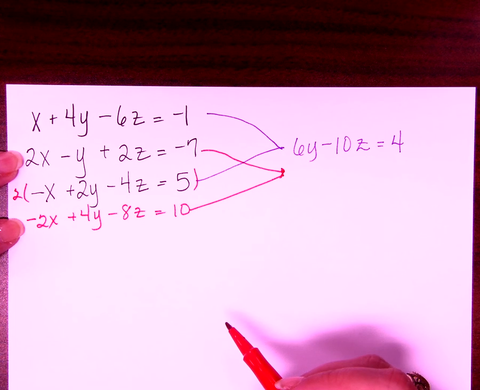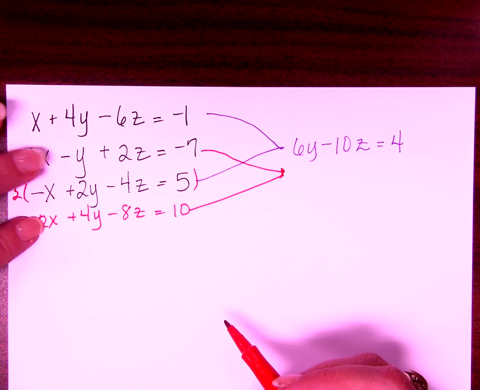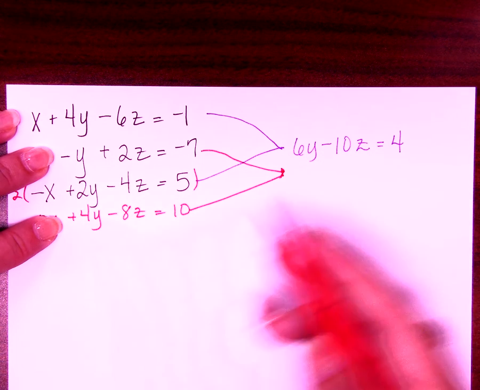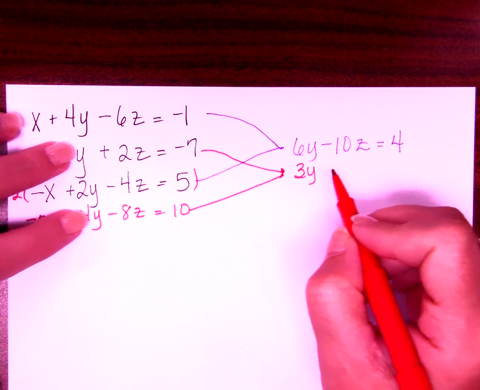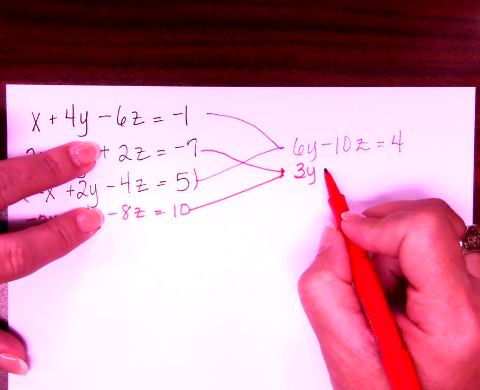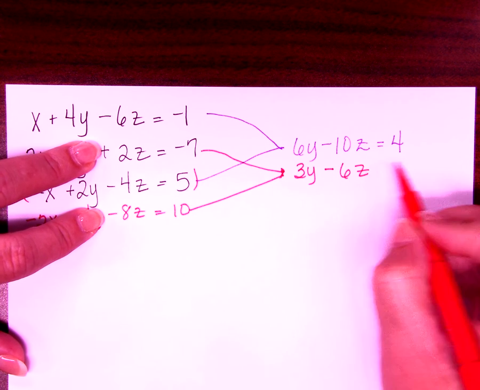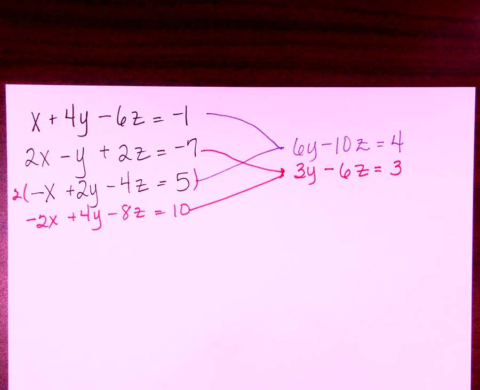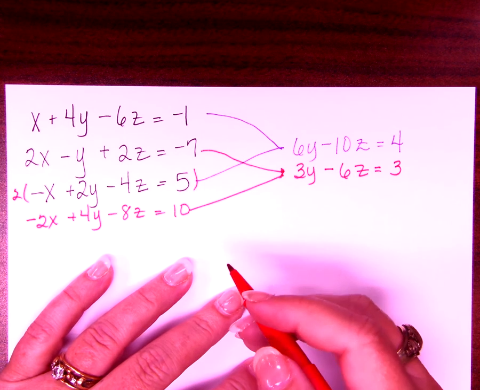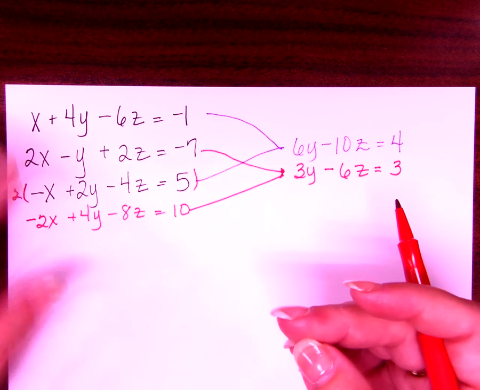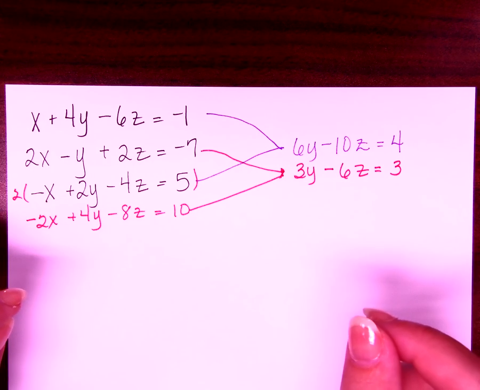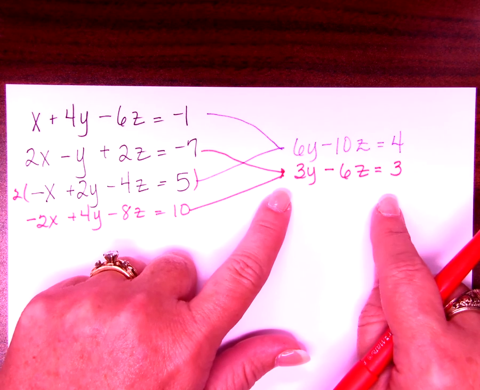in my head. 2x and -2x. That's 0. -y and 4y. 3y. 2z and -8z. -6z. And -7 and 10. 3. So I chose a variable to eliminate, which was x. I eliminated twice, right? Now I need to start again. Choose a variable to eliminate.